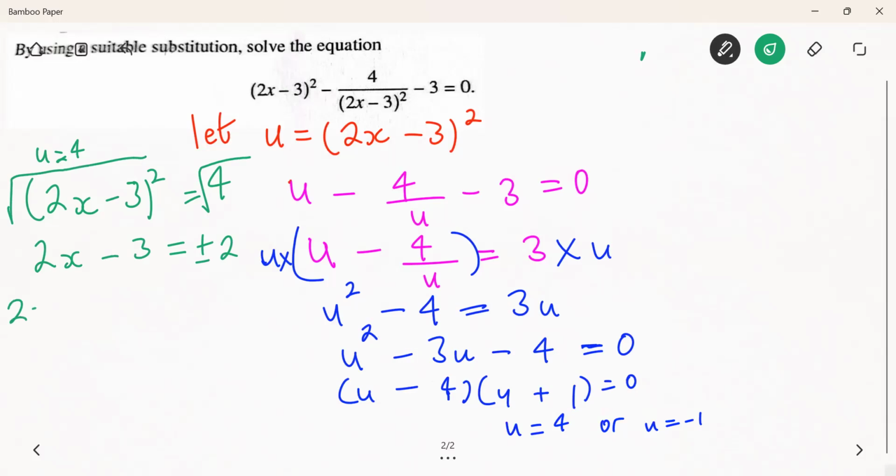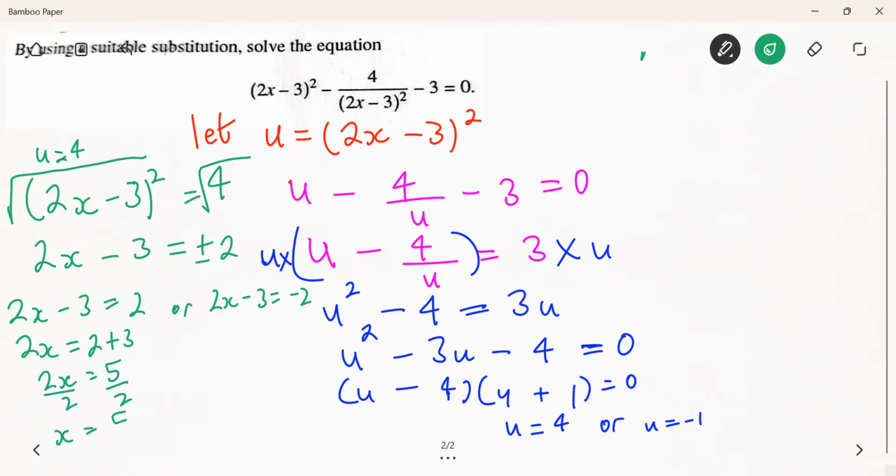So that means this gives you two solutions. 2x minus 3 equals 2. That's a positive 2 case. Or 2x minus 3 equals a negative 2. And then I solve this by adding 3 to both sides, or taking the 3 to the other side. So it's going to be 2 plus 3. Then 2x is equal to 5. Divide by 2 both sides then. Then I get the final answer as x equals 5 over 2.